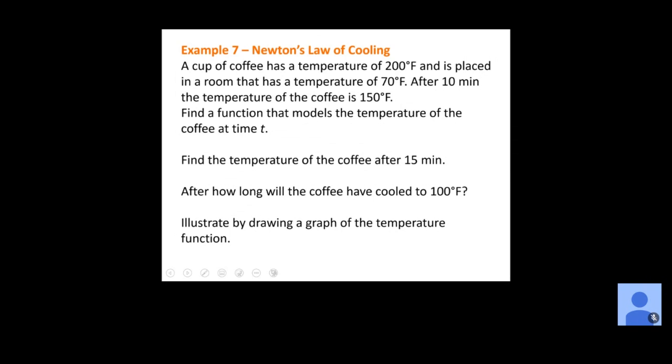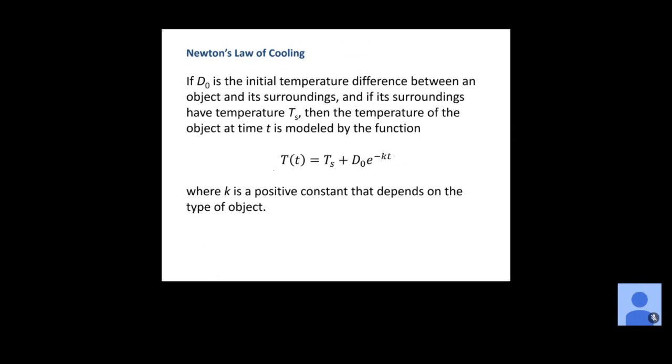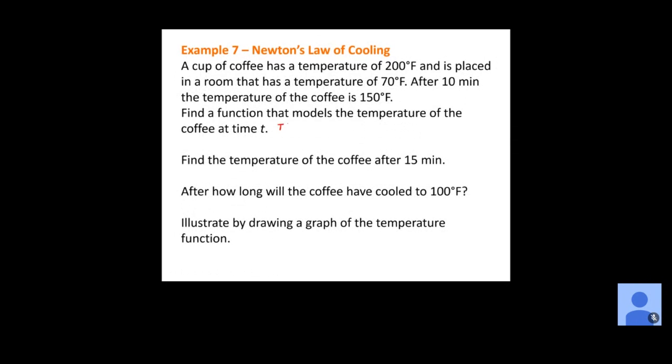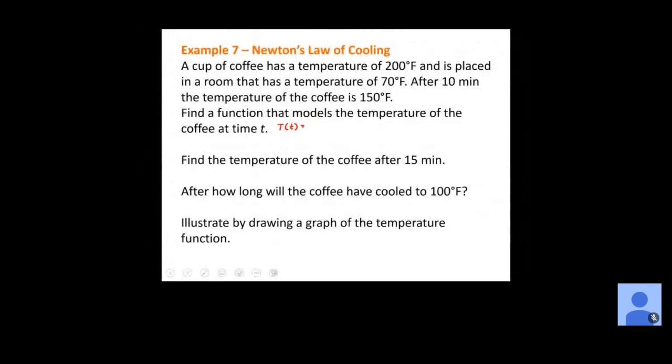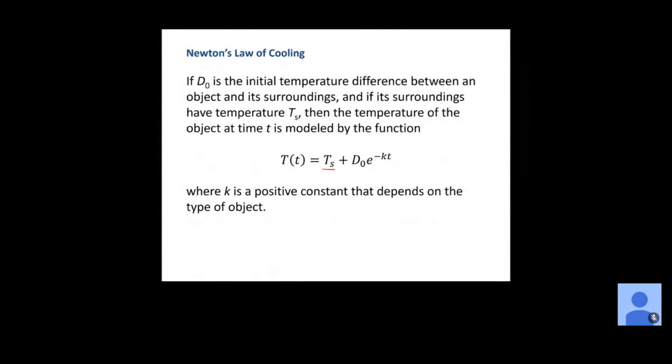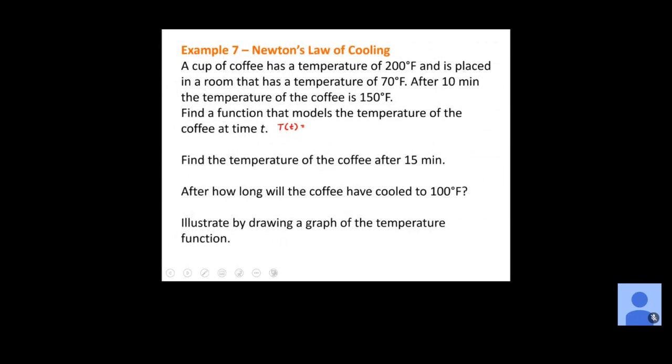All right, so we go back. We know it's going to be T of t, right? Temperature at a certain time. So I'm going to start with that, because that's going to be our model. Now, the first piece of this is going to be T sub S. Well, that's the temperature of the surroundings. So if we look here, we know that our surrounding temperature, the room temperature, is going to be 70 degrees Fahrenheit. So this gives us T sub S. So we're going to start with 70 plus.